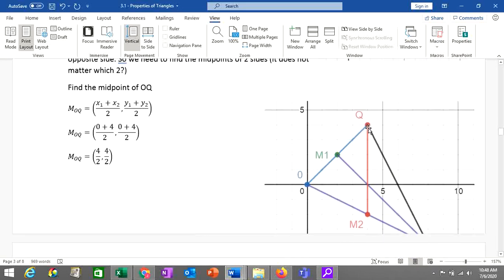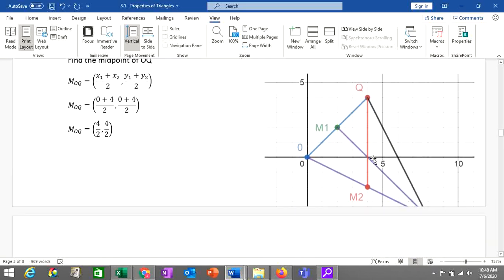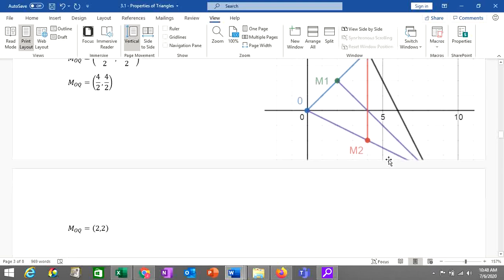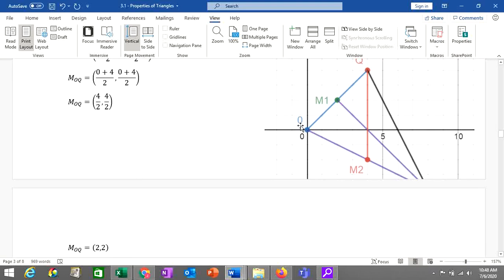And so if I was to draw in my medians, it would be here. This might be a little bit confusing. The median from O here is actually just along the axis. So the median is this black line here. Okay, but this is where the centroid will be, and you could probably even guess what the coordinate is, but we do have to find it, right?